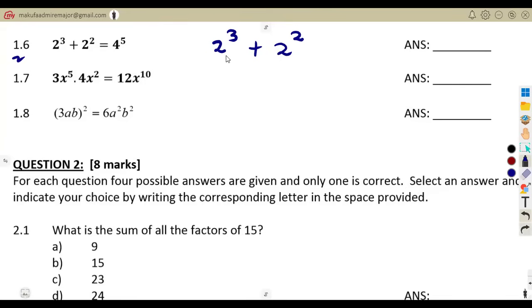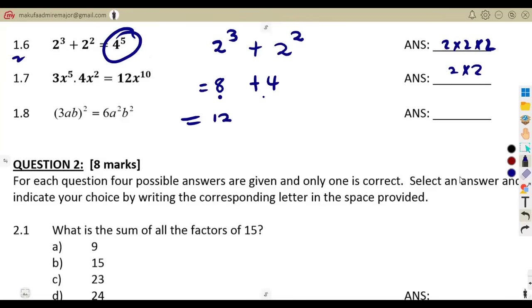2 to the exponent of 3, you are going to multiply 2 by itself 3 times. 2 times 2 times 2, which is going to give you 8. Plus 2 to the exponent of 2, which is 2 times 2, which is going to give you 4. You add 8 plus 4, which is 12. 4 to the exponent of 5 is actually something else. This is not true. We do not have a law which is used under an addition there. There is no law that can be used there. So that's false there.